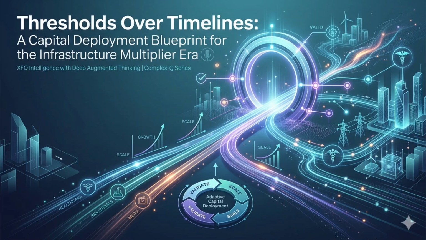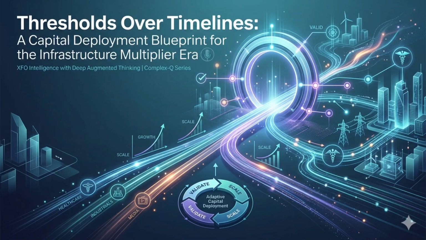Today we dive into thresholds over timelines, a capital deployment blueprint for the infrastructure multiplier era. In May 2026, as we navigate $1.5 trillion in tech-enabling infrastructure spending, with a mere $275 billion in near-term cost efficiencies, CFOs must answer a critical question. How can they design phased capital deployment frameworks to prevent overinvestment in unproven capabilities, while preserving optionality to capture high multiplier sectors, healthcare, industrials, media, before competitors lock in scale advantages?